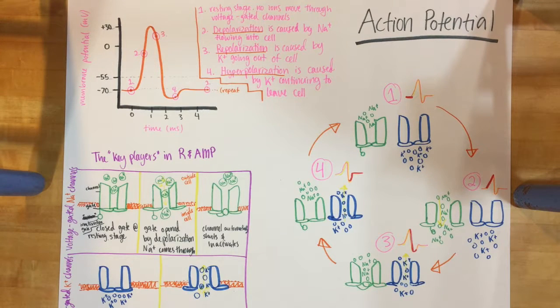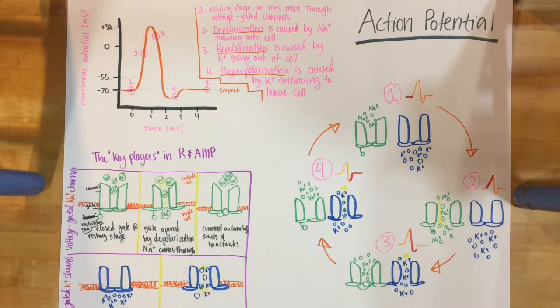Stage 2, repolarization. In stage 2, we have the voltage-gated potassium channels, and they are opened by depolarization. When the cell depolarizes, the voltage-gated channels are opened and the potassium rushes through the potassium channels out of the cell. And with a great amount of positive potassium ions leaving the cell, the inside of the cell becomes drastically more negative.